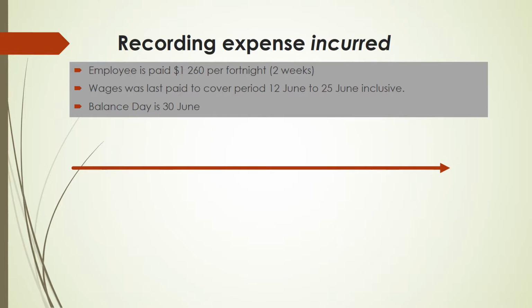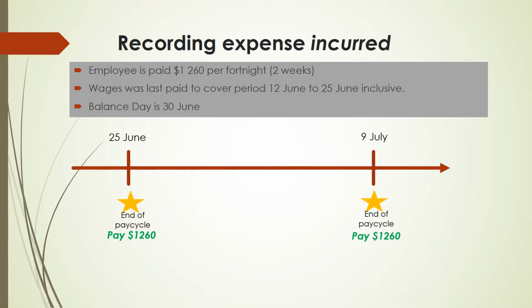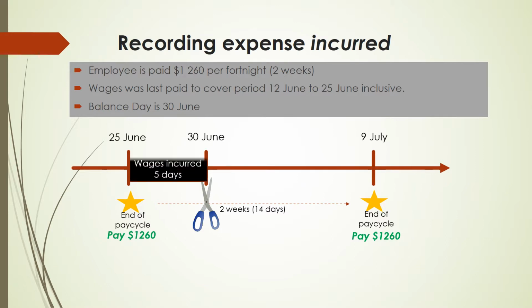In this example, the employee is paid $1,260 per fortnight, and that's every 2 weeks. So the last wages was paid for the period up to 25th of June inclusive. The next pay cycle will end on the 9th of July when the employee will be paid again. So here we can see between 2 pay cycles there are 2 weeks, 14 days. 30th of June is our balance day, and what we can see here that there are 5 days in between 25th of June and 30th of June when additional wages have been incurred.